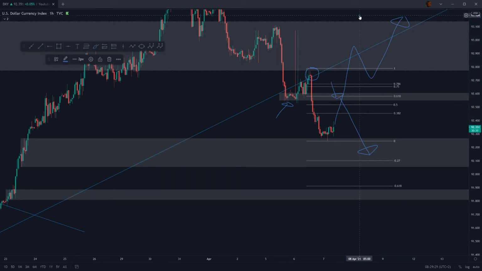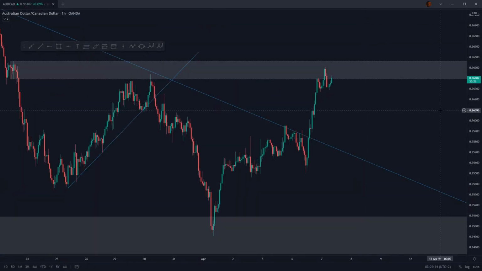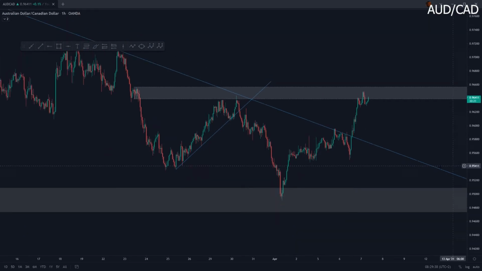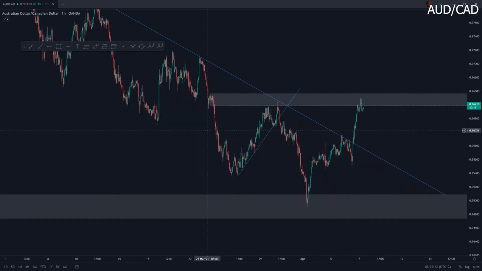So with the DXY discussed, let's head over to AUDCAD. AUDCAD is pretty interesting because we're seeing a breakout of this major 4-hour trend line. So what am I waiting for?